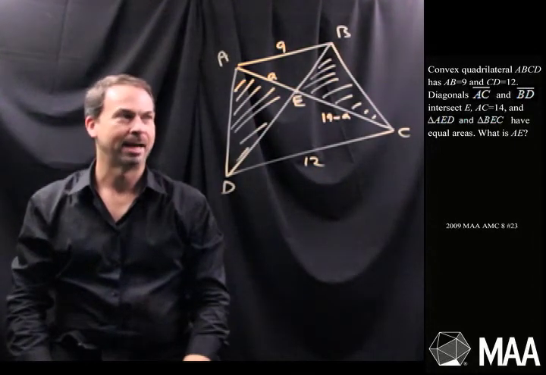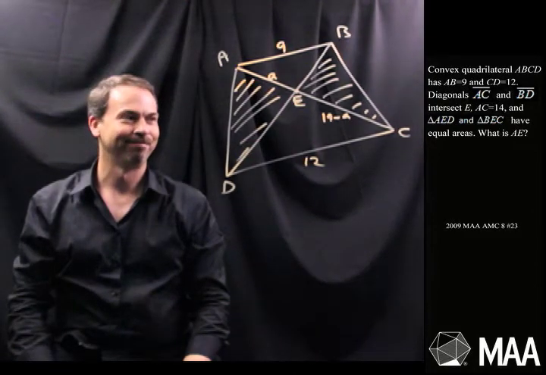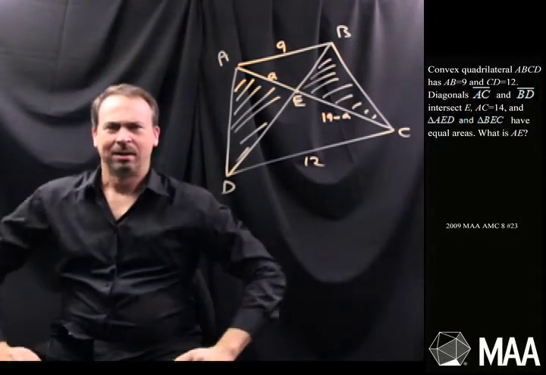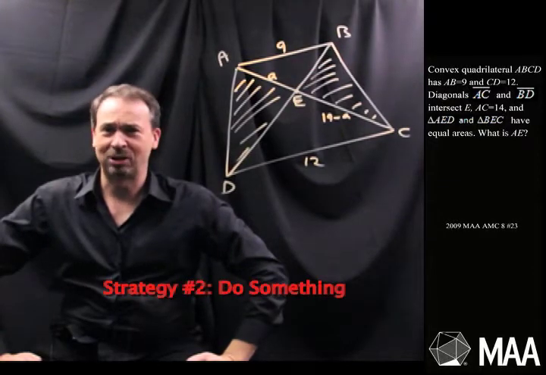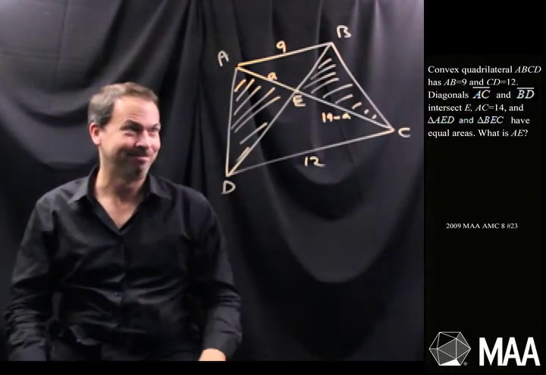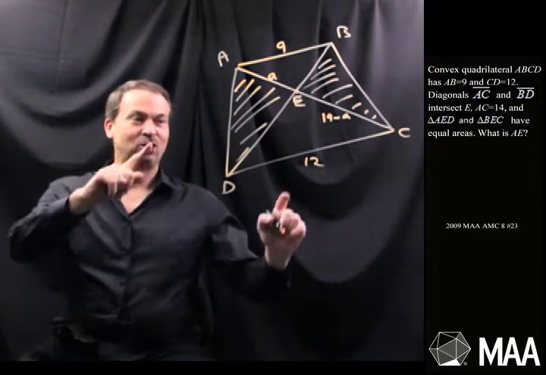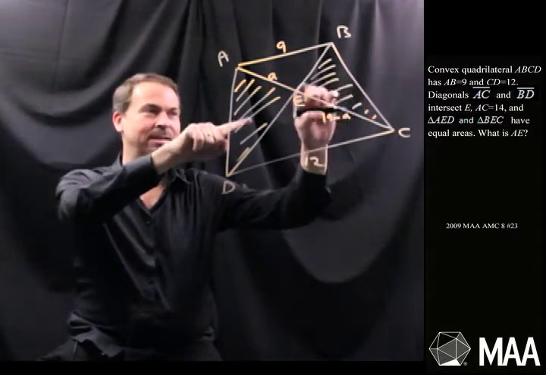All right, okay, great. Now what? Equal areas, that's strange. You know what, I don't have a clue what to do. So strategy number 2 is do something. Let's just flail to the heavens, because I have no idea what to do here. I guess the juicy part of this question is these have equal areas. That means half base times height is the same for these guys.